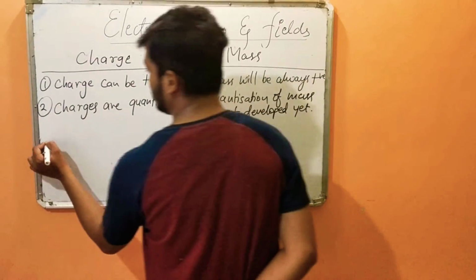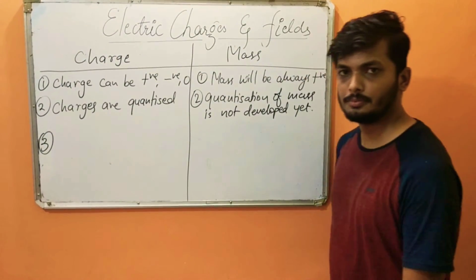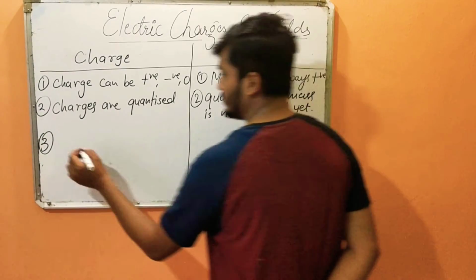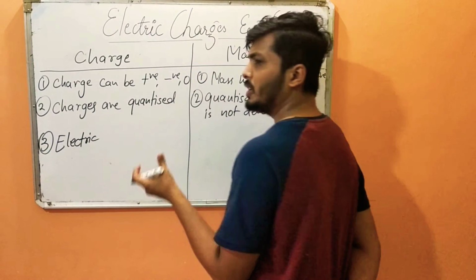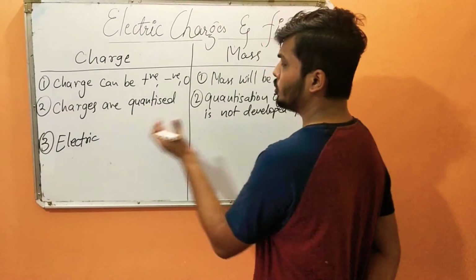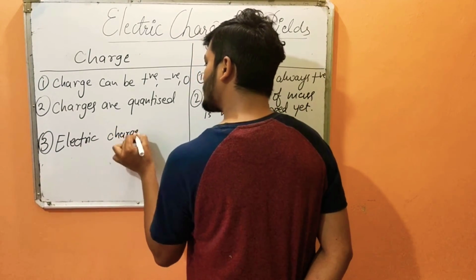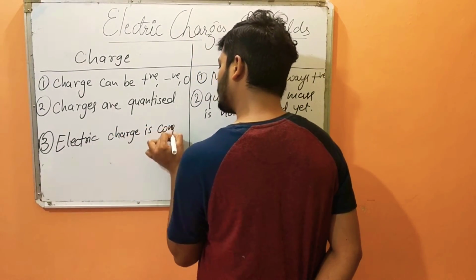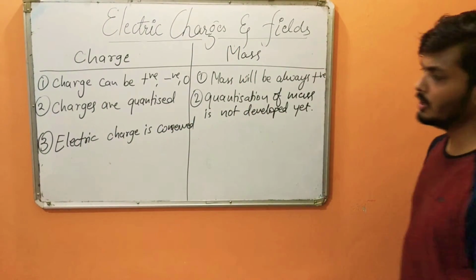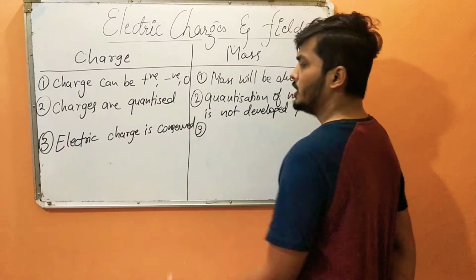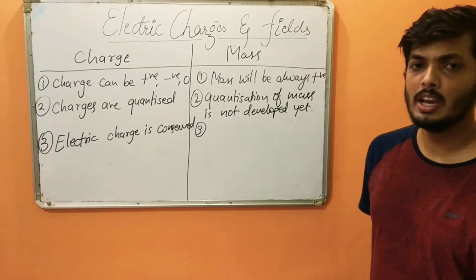Next property. Can you tell what is the next property? Or next difference? Here we are just focusing on the properties only, and looking at those properties we are trying to differentiate. Electric charge is conserved. Yes or no? We have seen conservation of charge, that you can neither create nor destroy charge, it is just transferred from one body to another body.